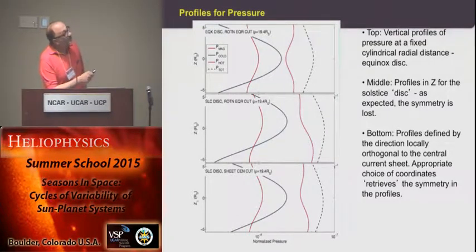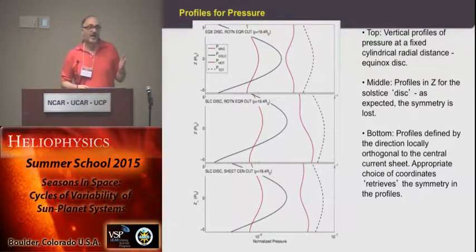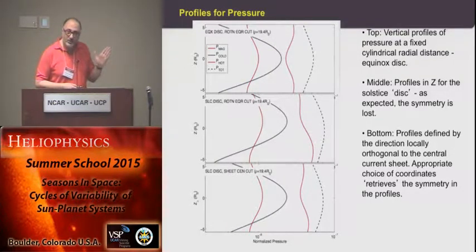Here we have our solstice disk, and because the disk is now asymmetric with respect to the rotational equator, so too are the pressure profiles. However, if you stick with the solstice disk model and now make your model cut in a direction locally perpendicular to the current sheet plane, you retrieve some kind of symmetry in the profiles, as you would expect, because force balance dictates that in a direction locally orthogonal to the current sheet, you maintain force balance in that direction.